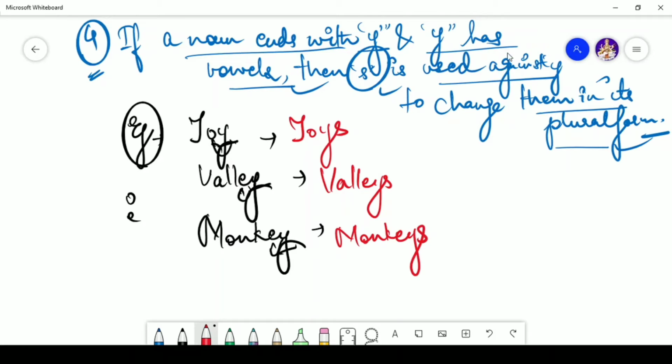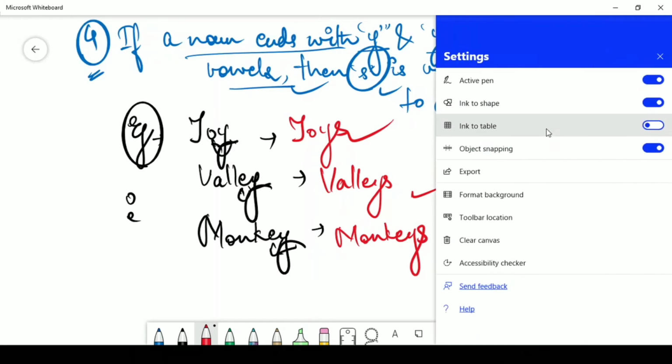S is used after Y. Sorry, it is not against Y, it is after Y. Means Y will be kept. You won't have to replace Y as you did in the case of consonants. When Y had consonants, in that case you made use of IES against Y. In this case you have to keep Y and add S at the end of Y. So toys, valleys, monkeys.